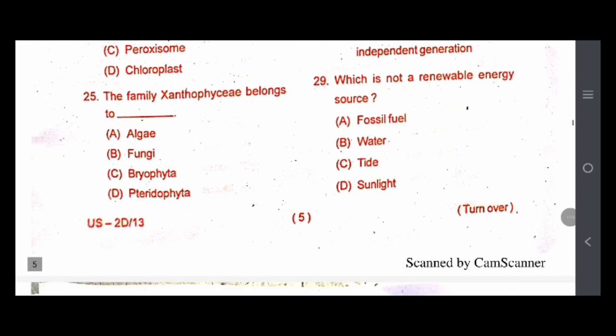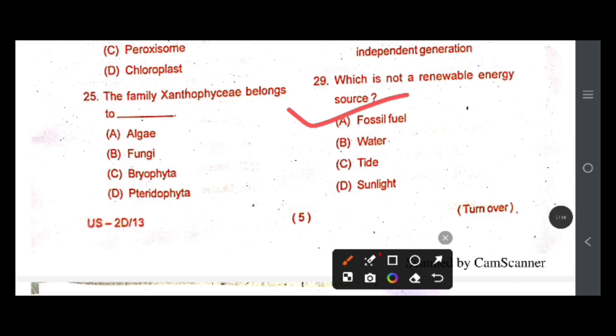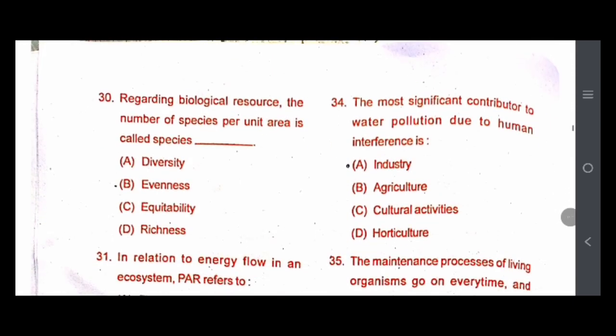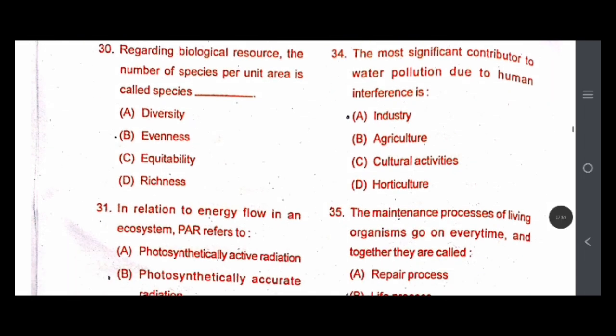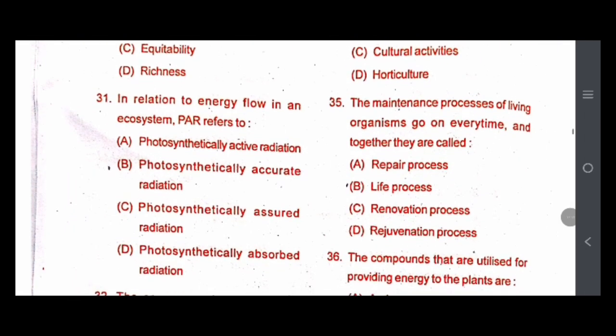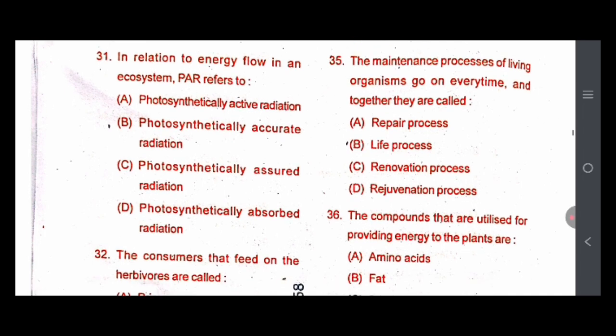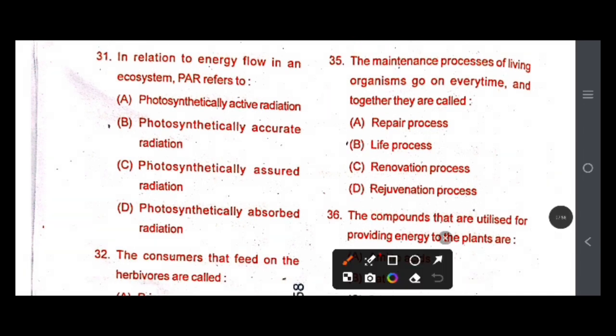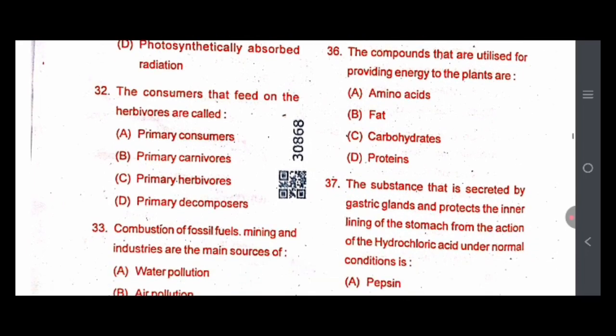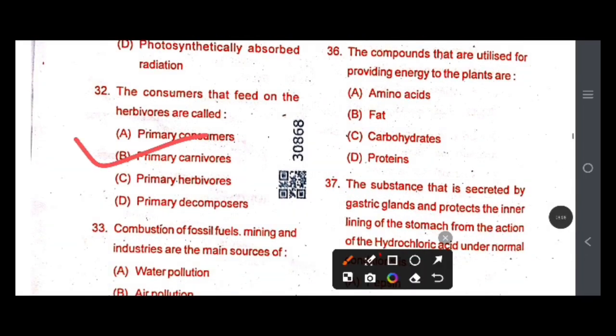Question 29, which is not a renewable energy source? Correct answer is option A, fossil fuel. Regarding biological resources, the number of species per unit area is called species dash, correct answer is option D, richness. Question 31, in relation to energy flow in an ecosystem, PAR refers to option A. The consumers that feed on herbivores are called, correct answer is option B, primary carnivores.